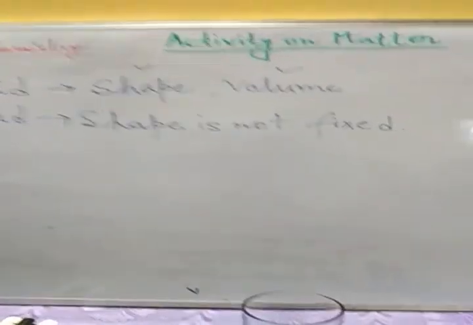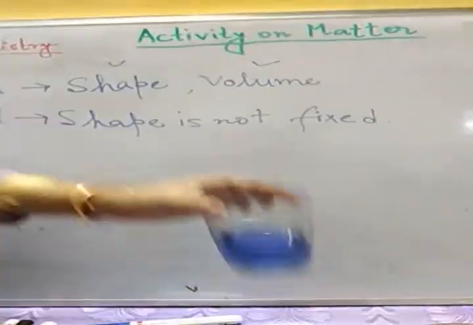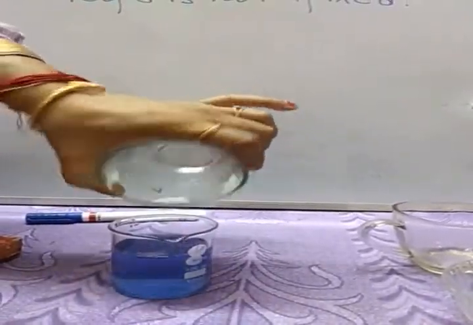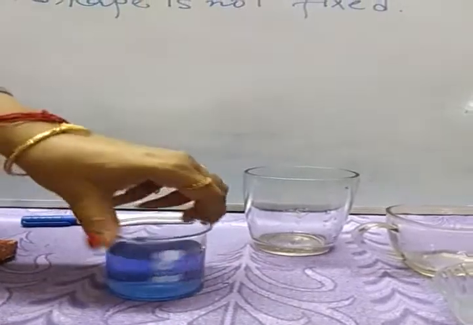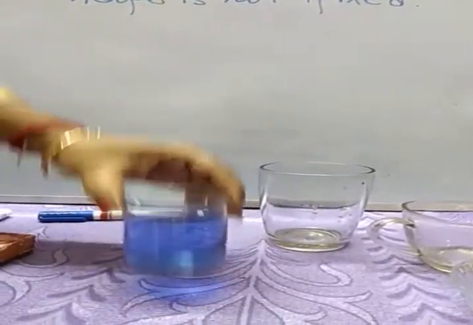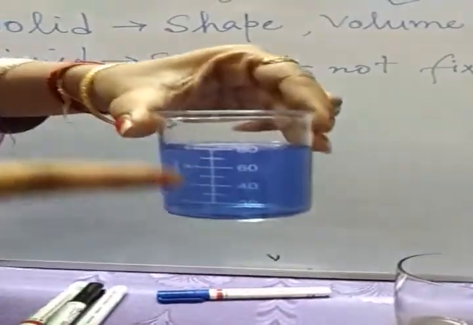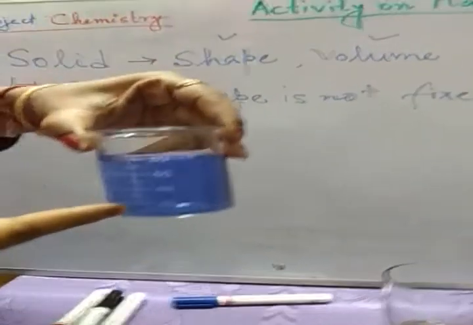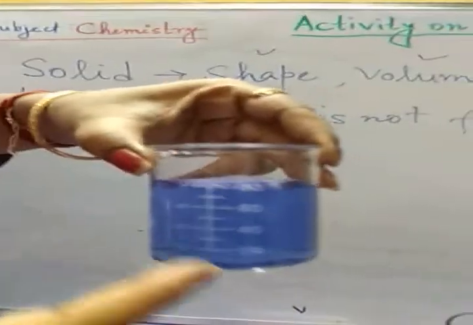Now what about the volume? See, this water we have taken. Okay, now let me put it in the beaker. Why am I pouring this into the beaker? Because this beaker is having the labels. Okay, so these are the volume. Through this we can denote the volume.